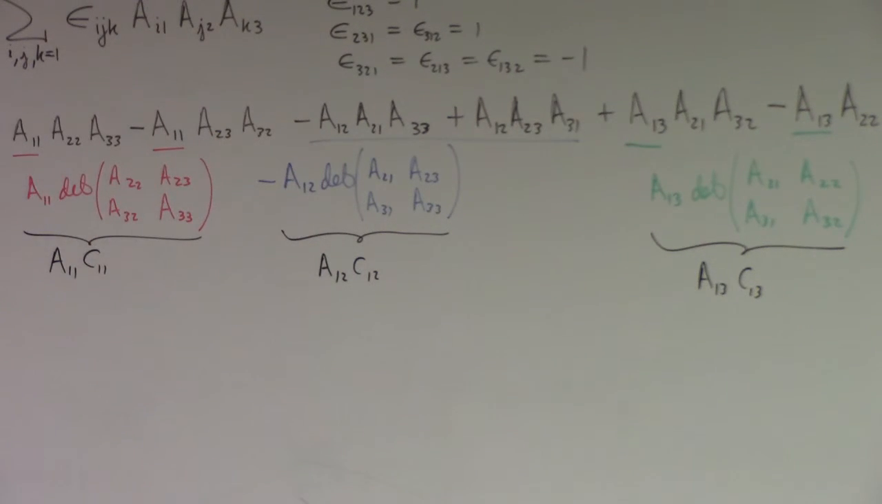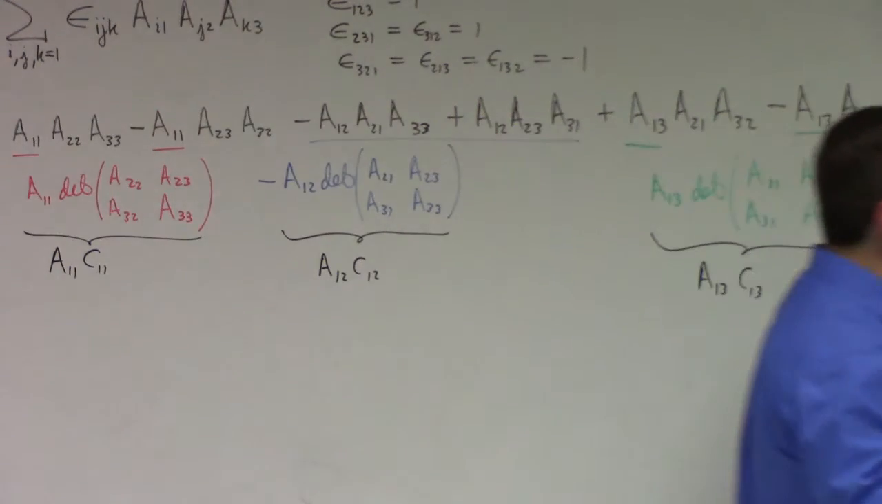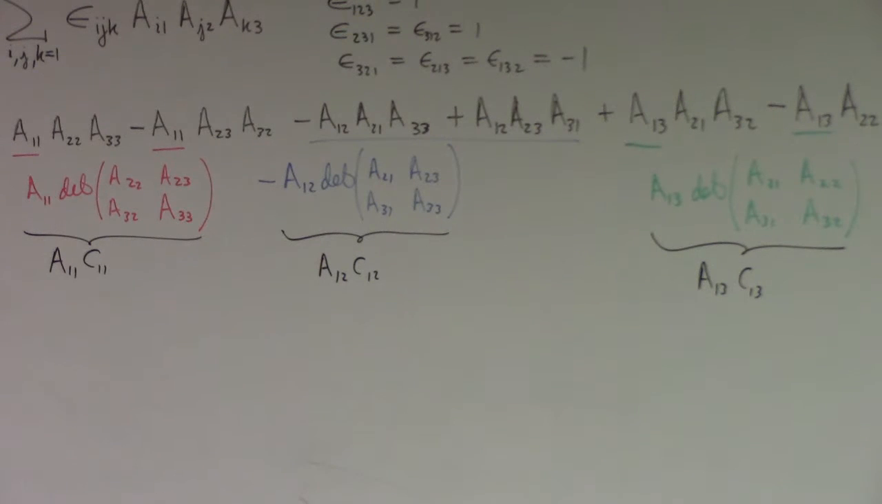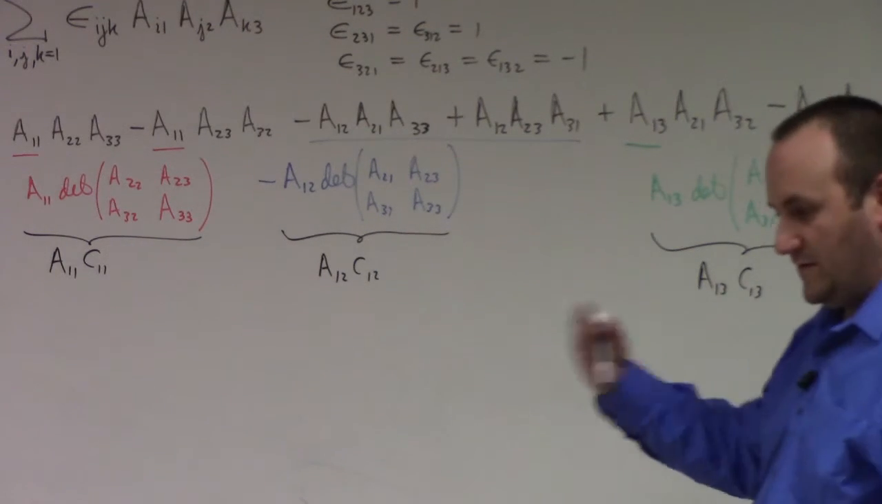So C11 is the notation for the determinant of... Right, C11 is minus 1 to the i plus j times the determinant of the matrix with the ith column and jth row removed. Okay. And then you just recurse all the way down.